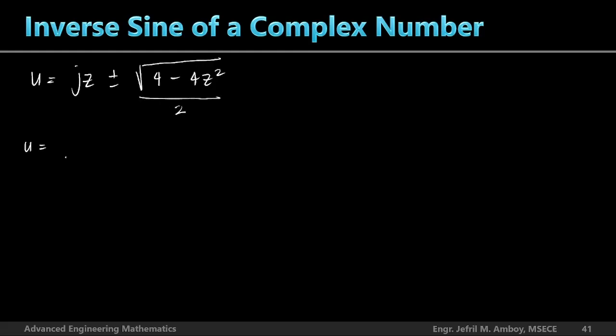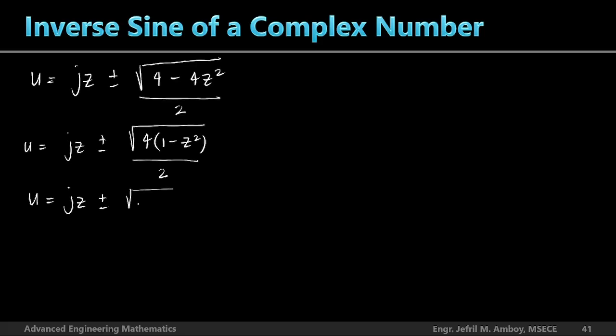We can simplify this, no? jz plus minus. So, kung gagawin kong common factor yung 4, may matitira dyan na square root of 4 times 1 minus z squared over 2. So, if I simplify this, square root of 4 is 2. So, yung 2 na yun at saka itong 2 dito magka-cancel. Kaya may matitira lang dyan na jz plus minus square root of 1 minus z squared. Tapos na ba tayo? No, we're not yet done. Bakit? Kasi yan pa lang yung expression para sa u.